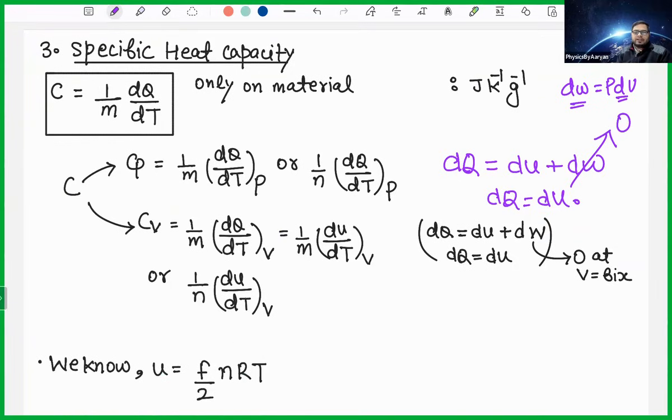Now comes a very interesting question. Which formula is correct? C is given by F by 2 K, or C is given by R by 2 K?